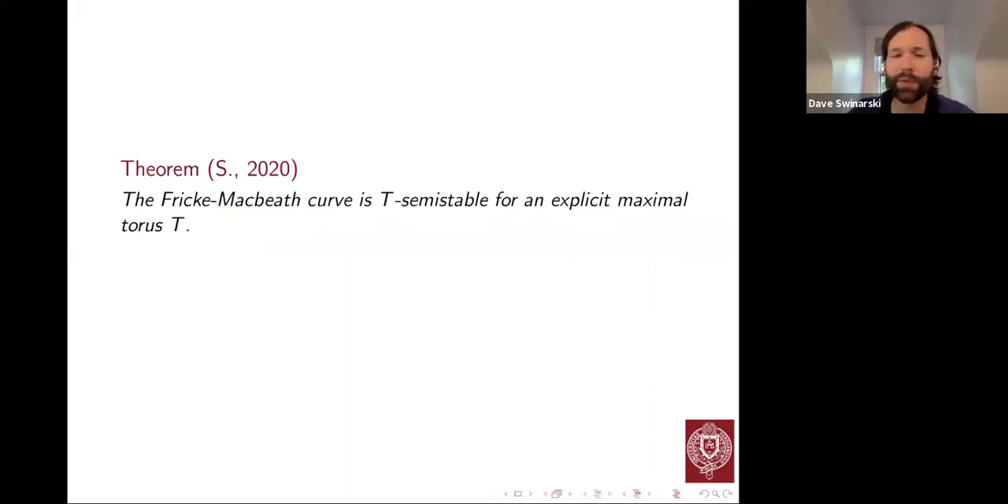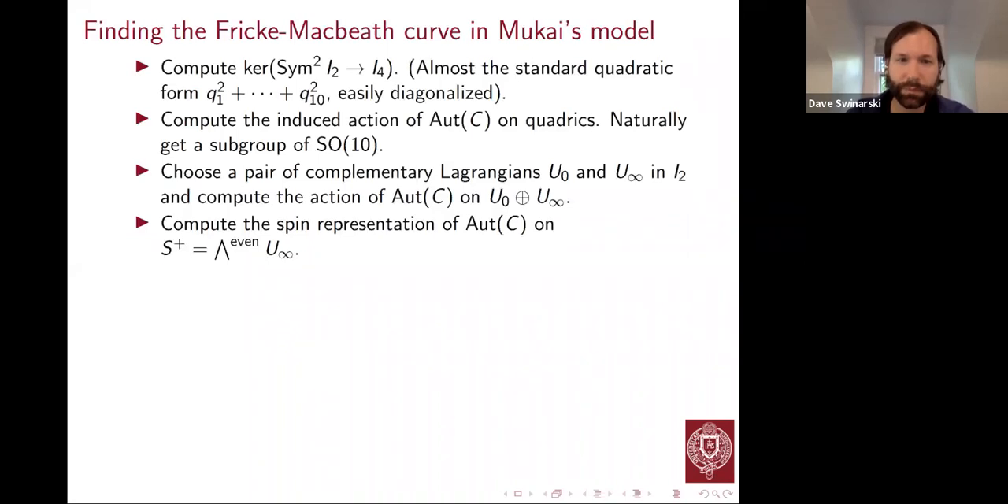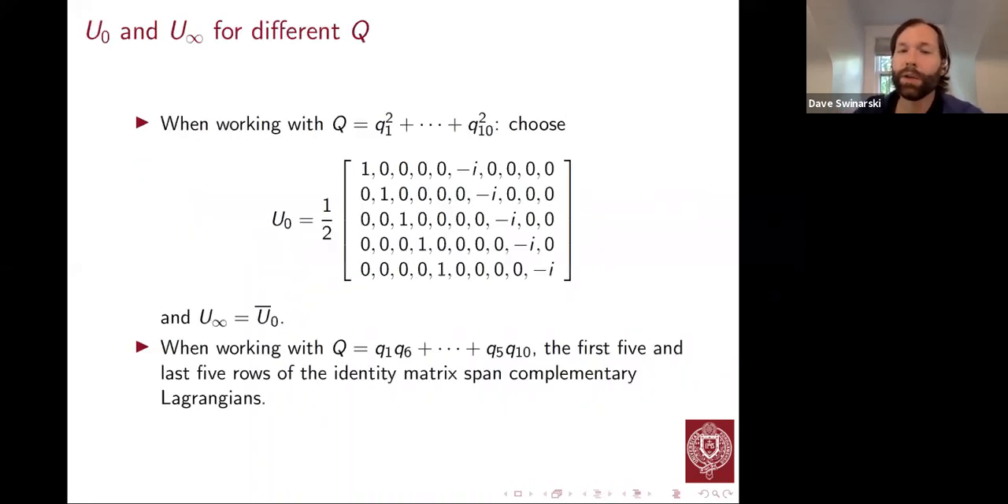Which one did I use? If you start with this version of the quadratic form, there you have a diagonal maximal torus. That's the maximal torus that I used.